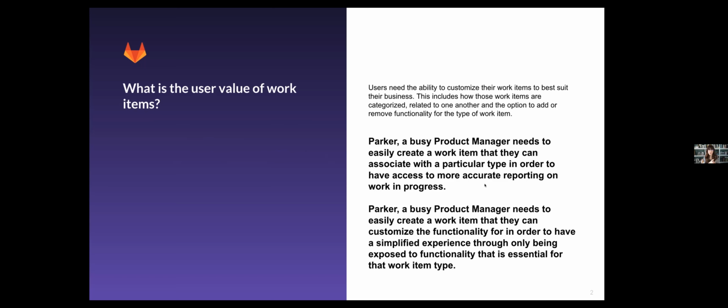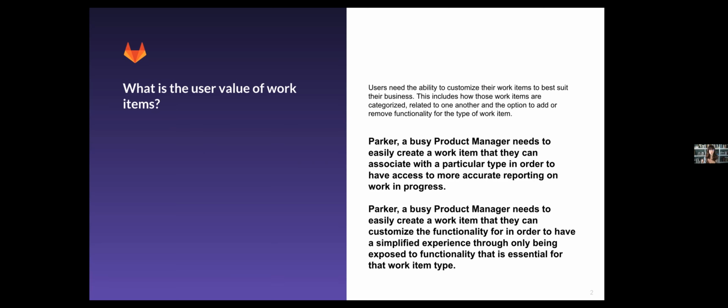The value of work items is that we believe they will give users the ability to customize their work items, the documentation of their work, such as issues and features and incidents, to best suit their business. This includes how those work items are categorized, related to one another, and the option to even add or remove functionality or widgets for the type of work item that they've defined. So I created a couple of user needs statements just to help us be on the same page from the team perspective and to help me ensure that I'm thinking through everything that we need to for this.